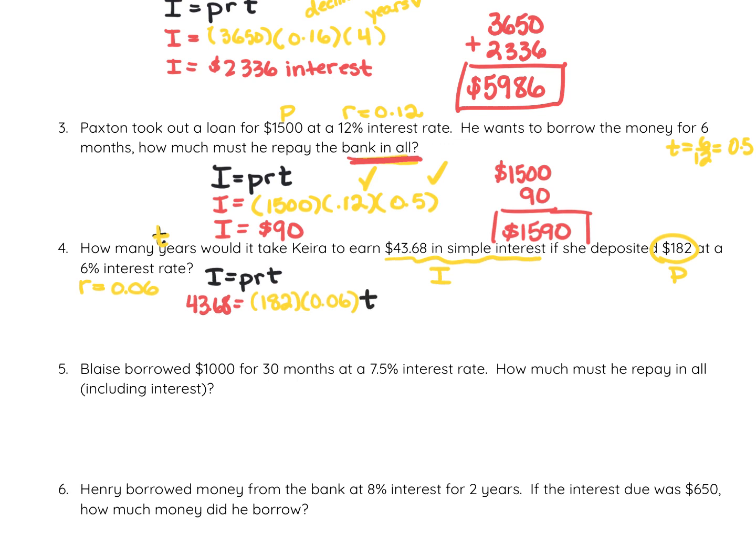So the very first thing that I'm going to do is simplify this. I'm going to multiply this together in my calculator. And that right there is going to give me 10.92. I still have my $43.68 here. I still have my T right here. This is a lot like after we solve proportions and we cross multiply. So from here, I'm going to divide by 10.92 on both sides of the equation because that's going to cancel those out right there. We're going to end up with 4 is equal to T. So my answer is 4 years.